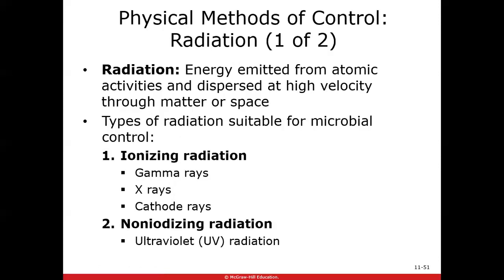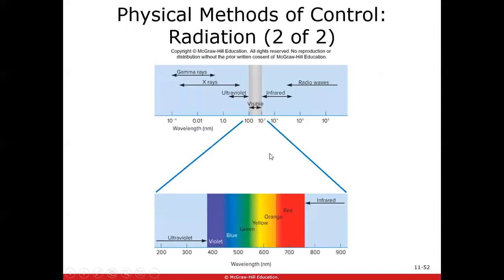So let's talk about some more of the physical methods of control. Let's talk about radiation. Radiation is energy emitted from atomic activities and dispersed at high velocity through matter or space. You have two types of radiation. You have ionizing radiation, that's the gamma rays, X-rays, cathode rays, and non-ionizing radiation, which is ultraviolet. This is the radiation, just to give you an idea in terms of where we are.